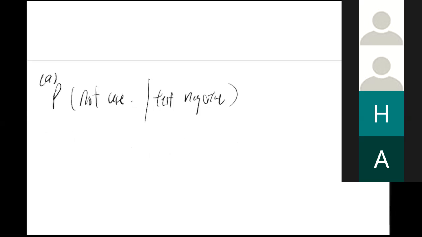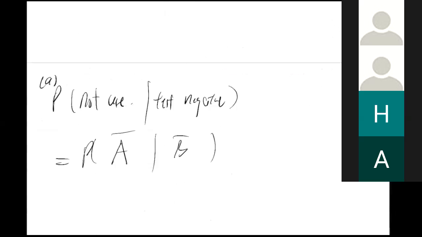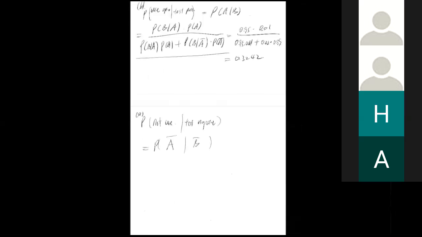So test negative is B bar because we define B as test positive, and not used is A bar because we define A as used. So we can write in Bayes' theorem. That's the standard format for Bayes' theorem. We just plug in A bar and B bar in this formula.